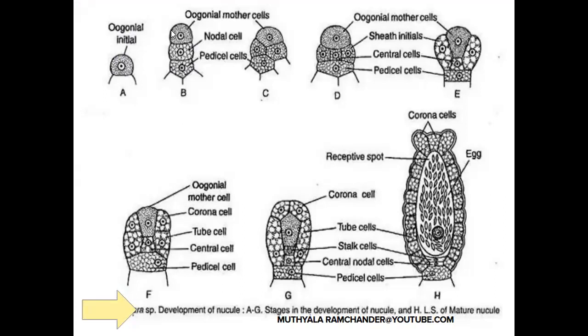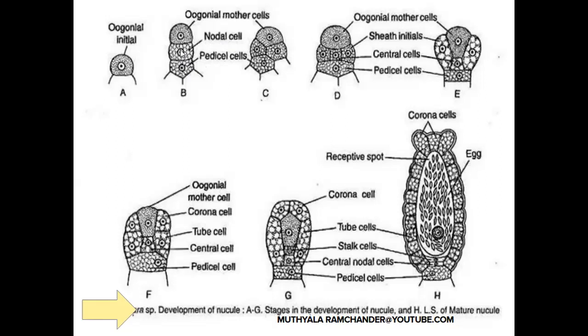Totally, at this stage, 3 cells are present. From these 3 cells, the lower cell or basal cell acts as a pedicel cell. It cannot participate in further division. It acts as a pedicel of the nucule. And the middle cell is called the nodal cell. It is also called the tube cell.